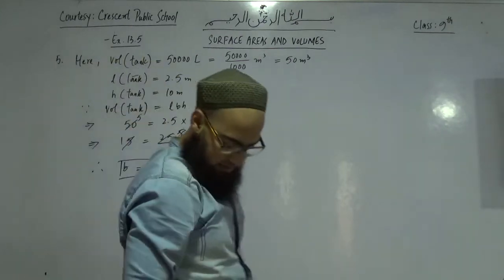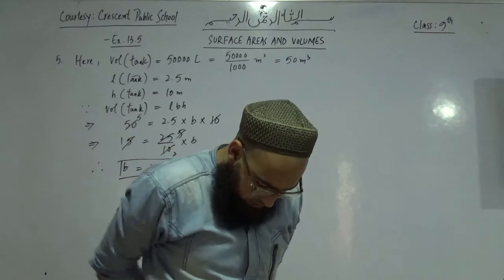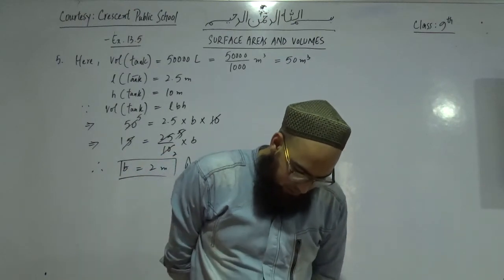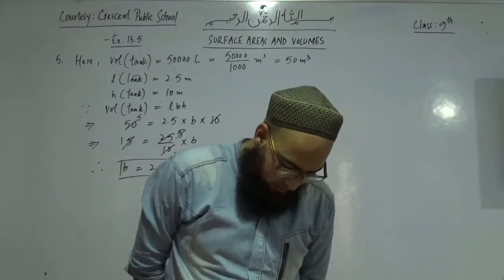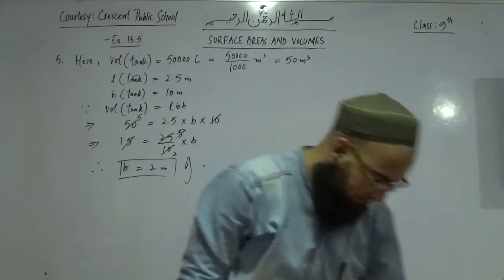You got it? Now the next question says, a village having a population 4,000 requires 150 liters of water per head per day. It has a tank measuring 20 by 15 by 6 meter. Find how many days will the water of this tank last?